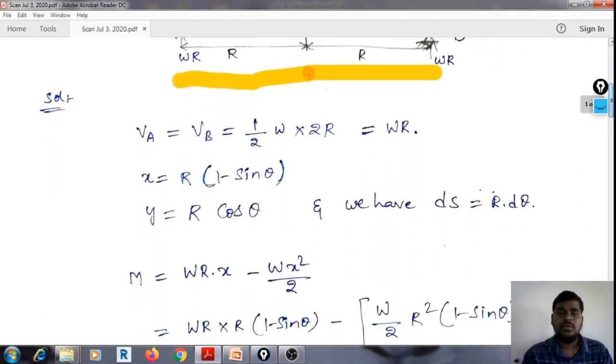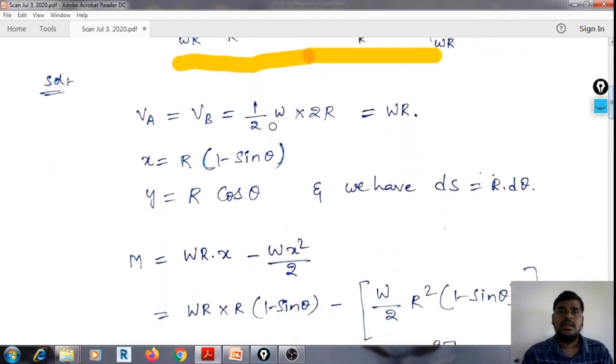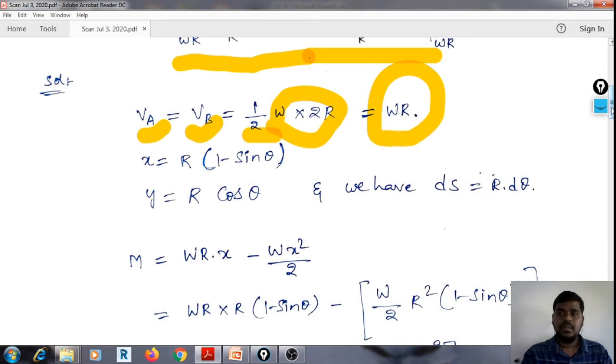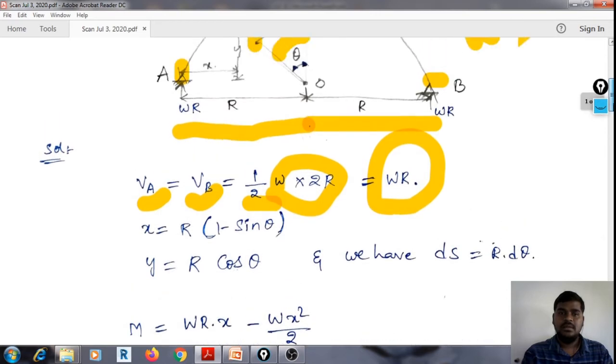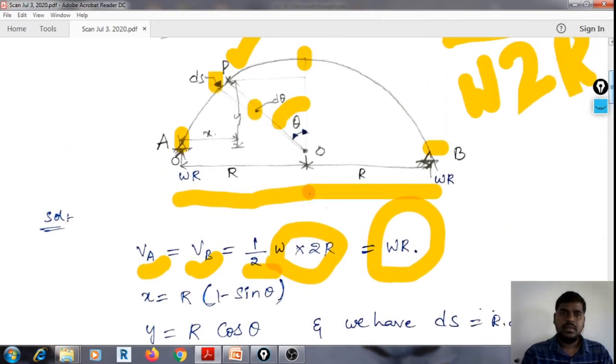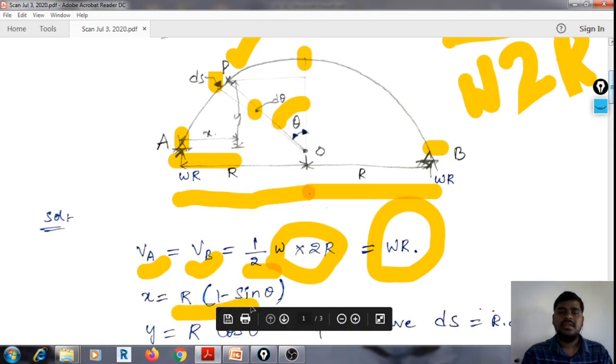So W into 2r will be the total load, and as it is acting at the center, dividing by 2 gives the reaction at each support, that is VA and VB. So the reactions at VA and VB will be WR. The next thing we have to find is x. So how do we find x? This x is nothing but r into 1 minus sin theta, that is already discussed in the previous videos.